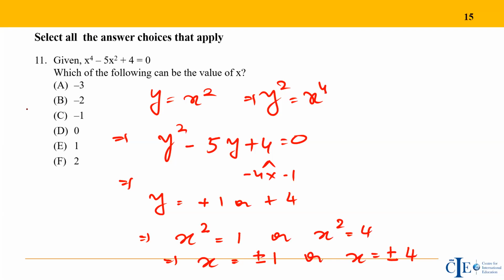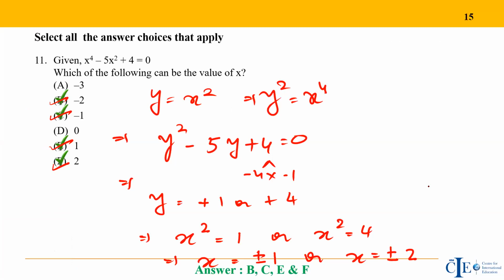Sorry, my bad. It's 2. Okay, so it would be 2. Sorry, that's just a slip. It should be a 2 here. Right, so it's going to be minus 2, minus 1, plus 1, plus 2. B, C, E, F. Yeah, that's correct. That's the answer. Yeah, B, C, E, F.